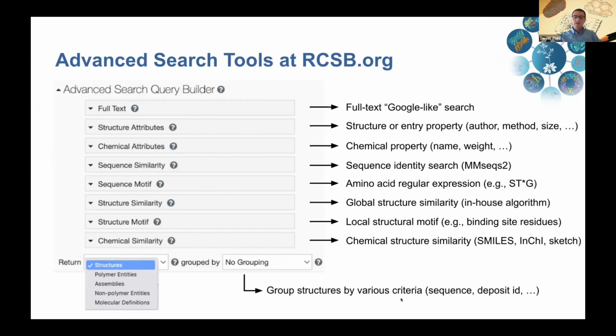And you can also consolidate your searches by grouping results. You can group them by various criteria. For example, you can group them by sequence or of a certain sequence similarity. You can group them by deposit ID as well as UniProt ID. So this allows you to more cleanly sift through your search results if you have a lot of them.